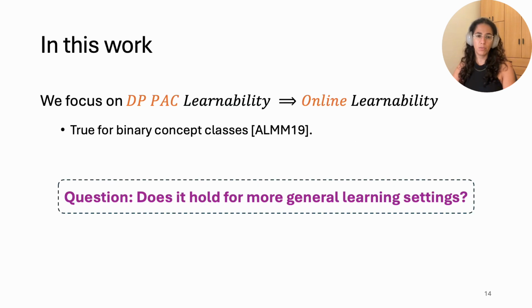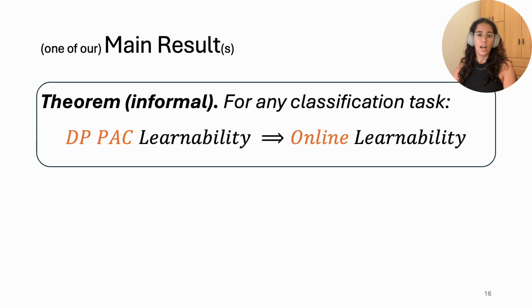In this work, we focus on the implication private learnability implies online learnability, which we already said that it's true for binary concept classes. And the question that we ask is, does this implication continue to hold in more general learning settings? And the answer is that it does. So, okay, this is a good point to state our main result, very informally. So for any classification task, DP PAC learnability implies online learnability.